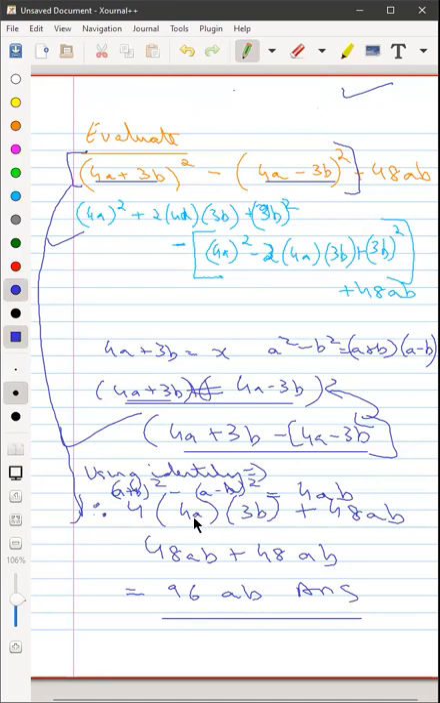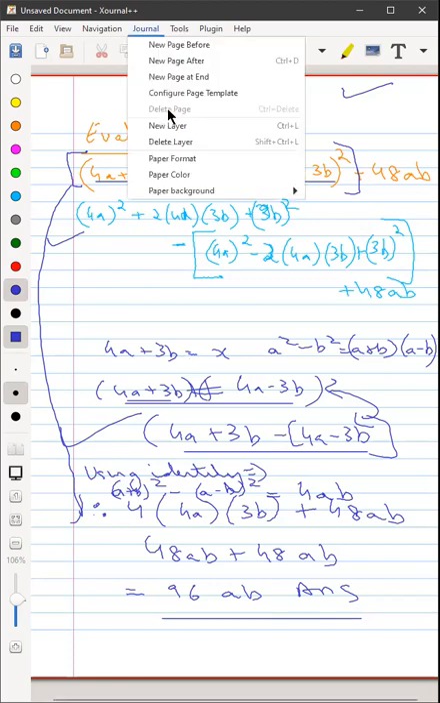Therefore, we get 4a into 3b is equal to this. So this is directly there. So you see how fast we can solve it now instead of going through immense number of calculations. Clear, everyone? Okay. Yes, sir.